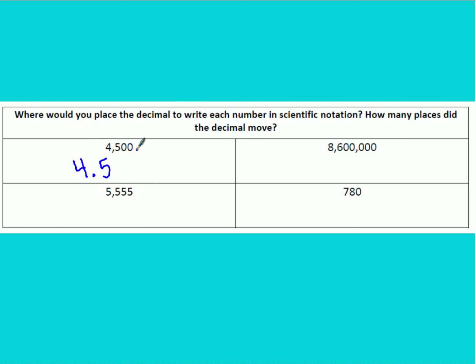If our decimal starts here, 4,500, remember our decimal is always at the end of our number here. And to move it to make 4.5, we'd be moving it 3 spaces. So we can write 3 spaces. Go ahead and pause the video and try the other 3 just like this on your own. Okay, hopefully you took a minute to try those on your own.